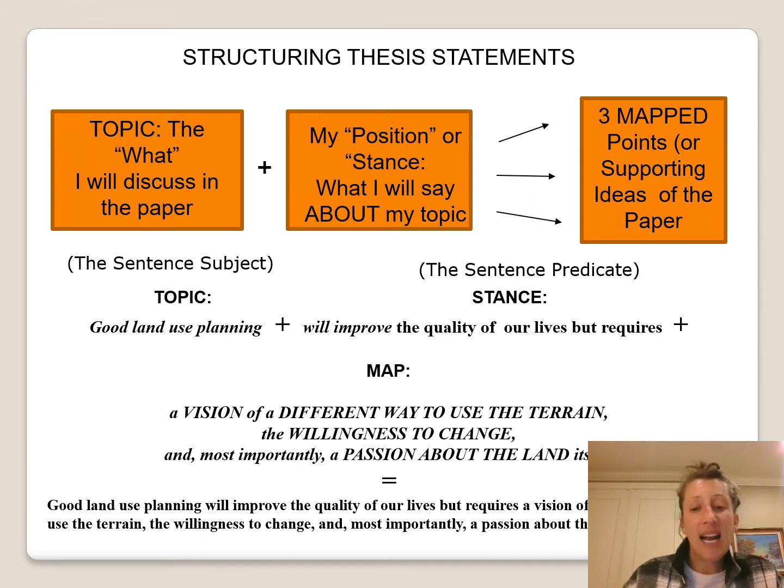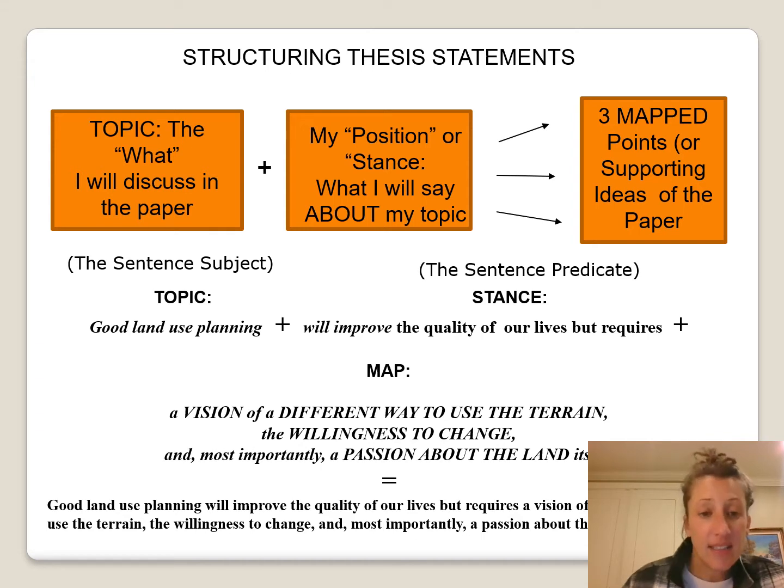So this is kind of a cheater way of putting together a draft thesis statement. If you'll notice, there are 3 building blocks that I've put together here for you. We have an example of an argumentative essay that goes along with these building blocks. So the first thing that you need to come up with is the topic, what you will discuss in the paper. That is the sentence subject, and it is your topic.